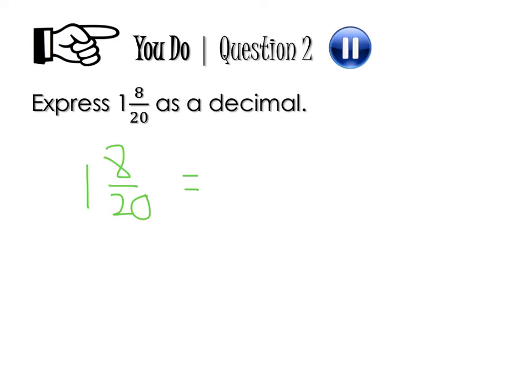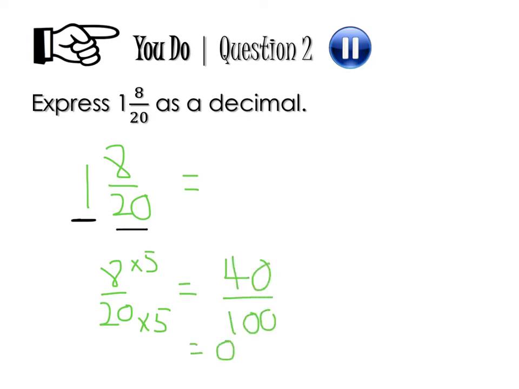The 1 will remain as it is. Let's convert the 8 over 20 first. So 8 over 20, times 5 will give me 100. So I multiply by 5 at the top as well. So this will be 40 over 100, and that will be equal to 0.4. Again, the 0 at the back you can omit. So remember, I have a 1 here, and it will be 1 point something, and that point something will be 1.4. So 1 and 8 over 20 is equal to 1.4.